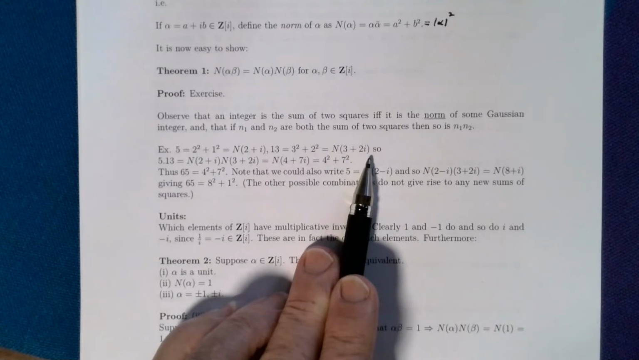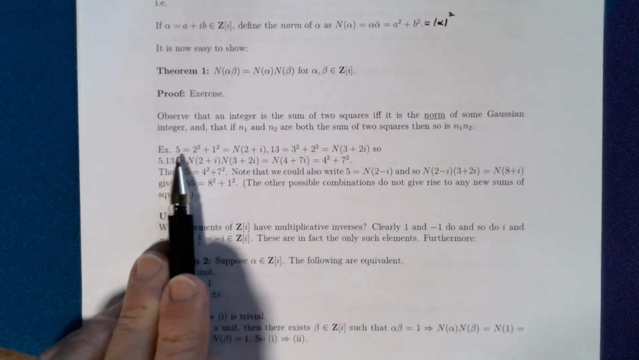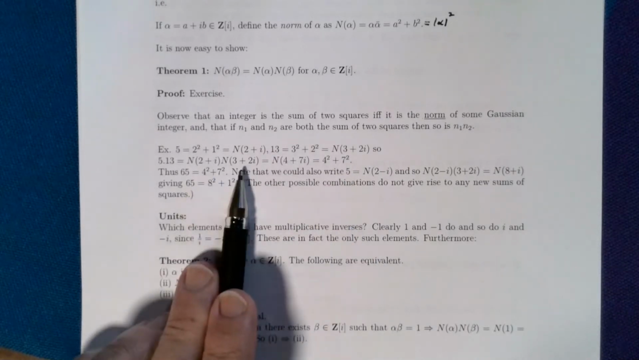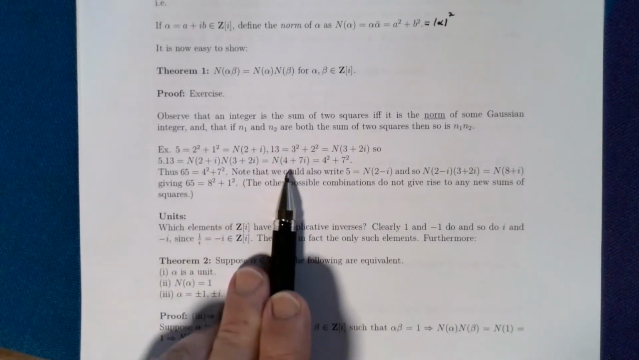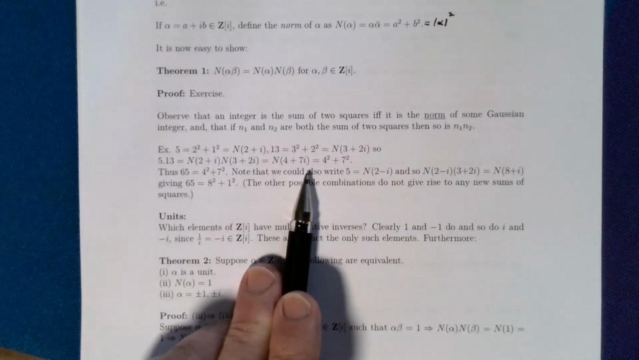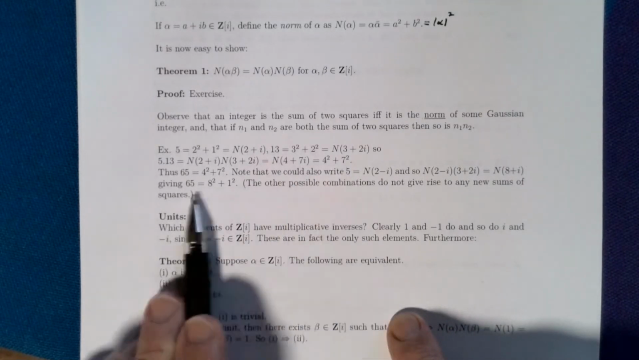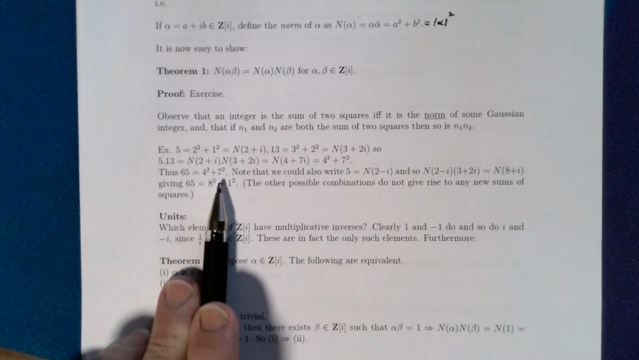So when I multiply 5 times 13 to get 65, then by using our little theorem here, that's the same as the product of these norms, which is the same as the norm of the product. And you multiply these two together, you get 4 plus 7i. Now if you take the norm of that, that's 4 squared plus 7 squared. And that means I can write 65 as the sum of two squares as 4 squared plus 7 squared.